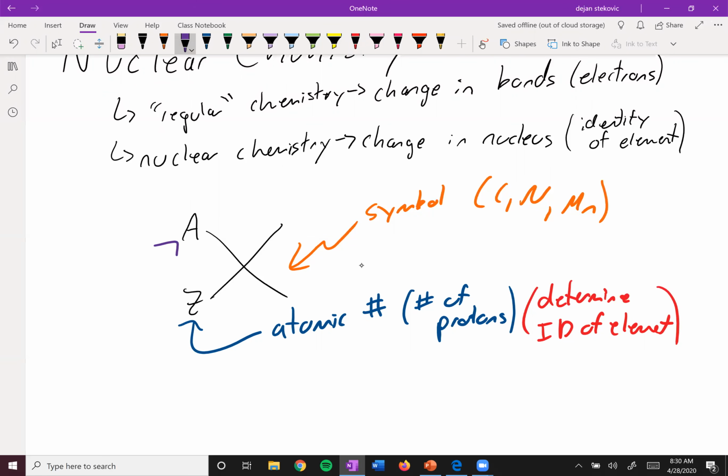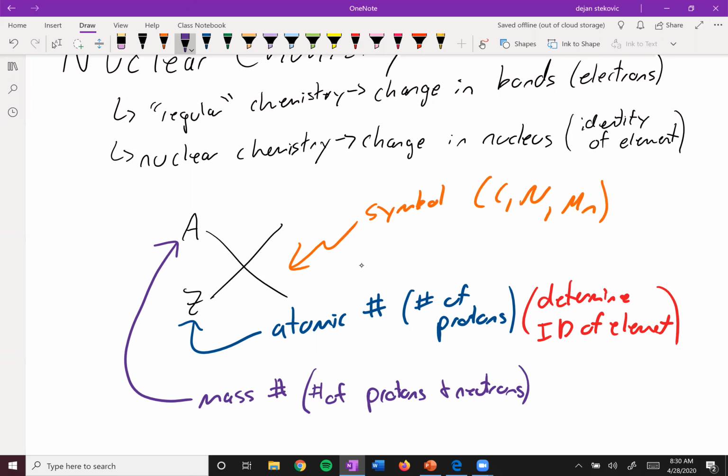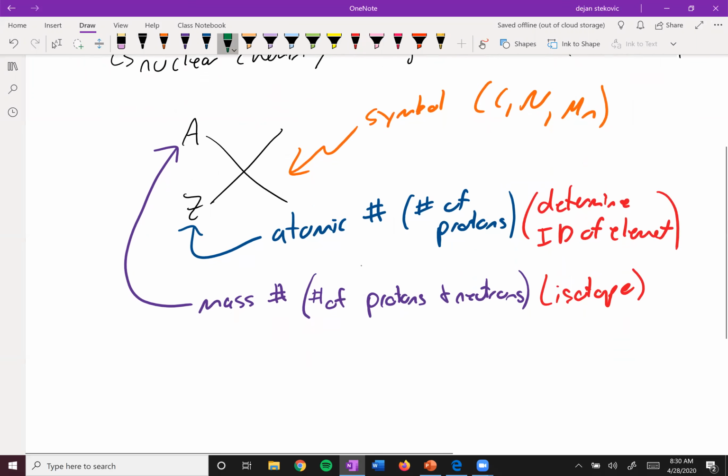And then this top left number here is the mass number. And remember, the mass number is the number of protons and neutrons. And remember, a change in just the number of neutrons changes the isotope of the element. And then, since it's protons and neutrons, if you want to figure out the number of neutrons, you just subtract the two numbers.